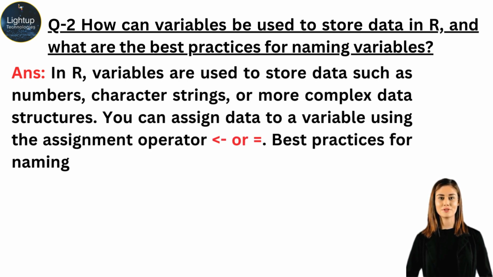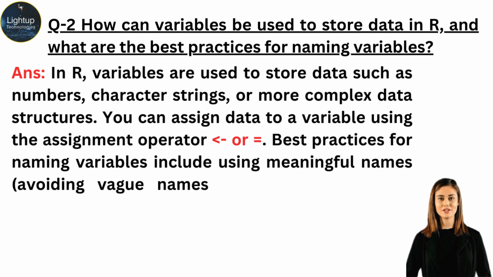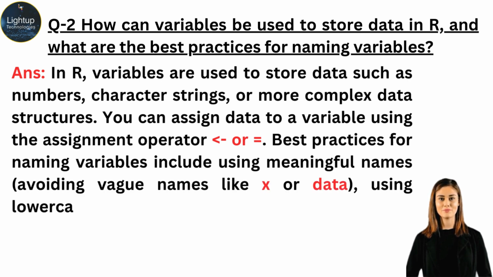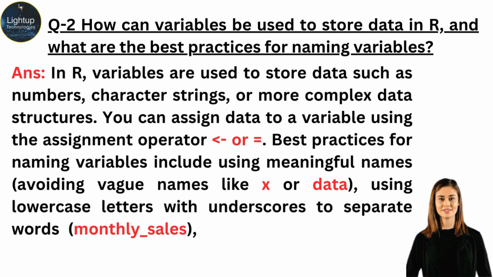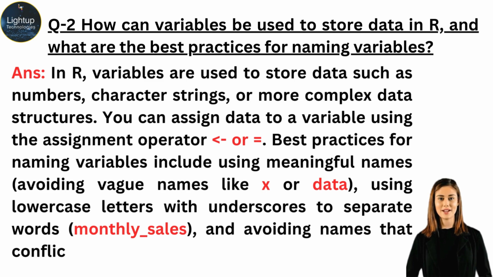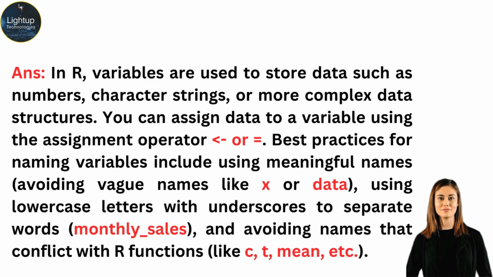Best practices for naming variables include using meaningful names, avoiding vague names like x or data, using lowercase letters with underscores to separate words, like monthly_sales, and avoiding names that conflict with R functions like c, t, mean, etc.